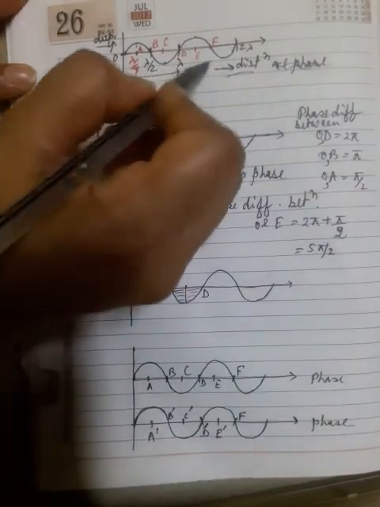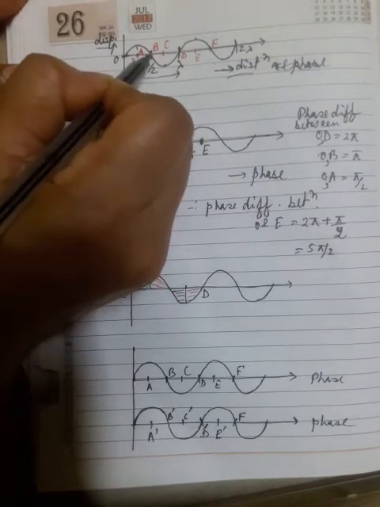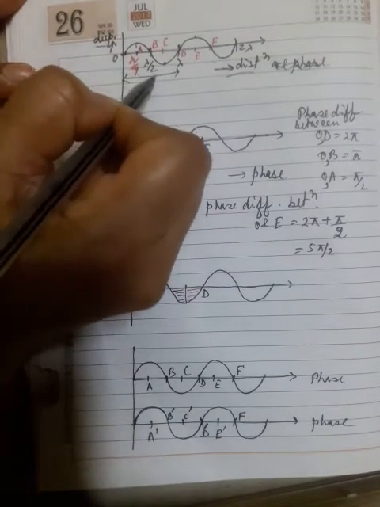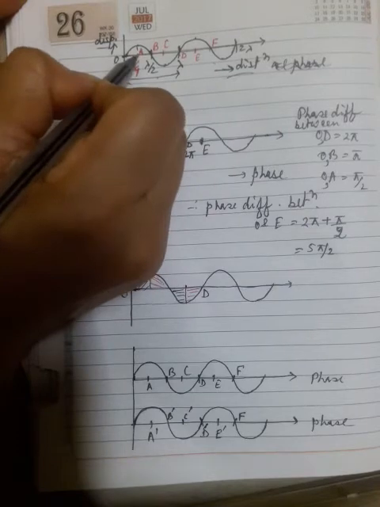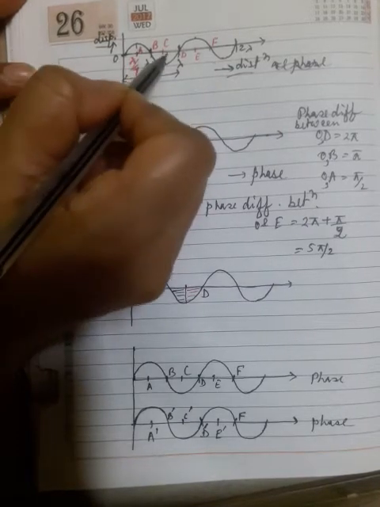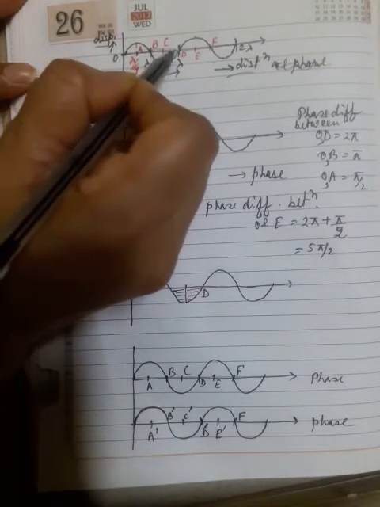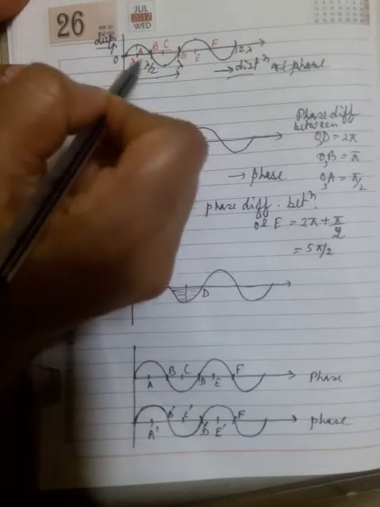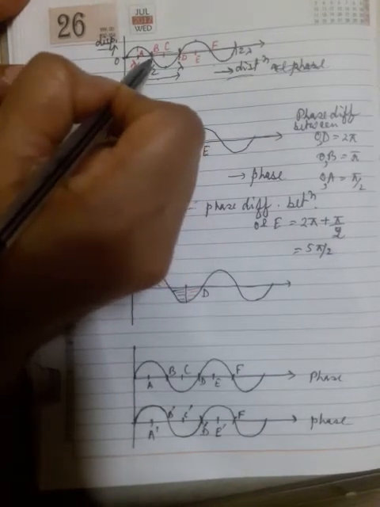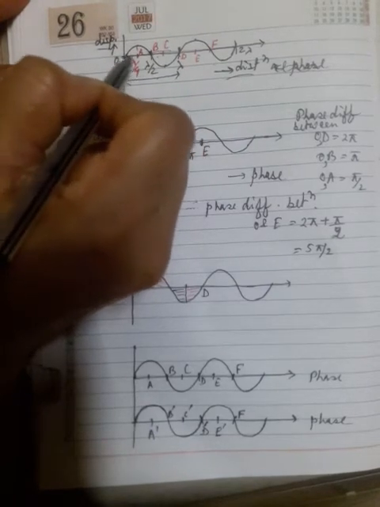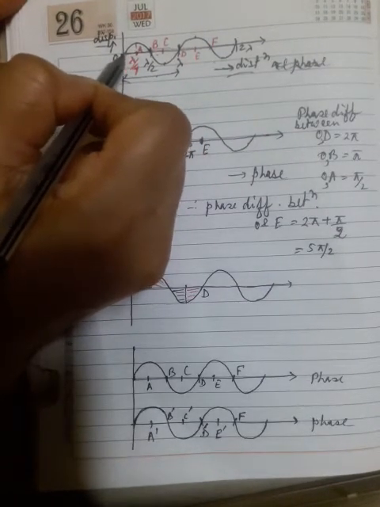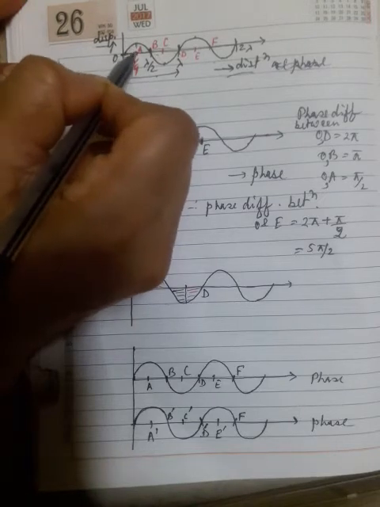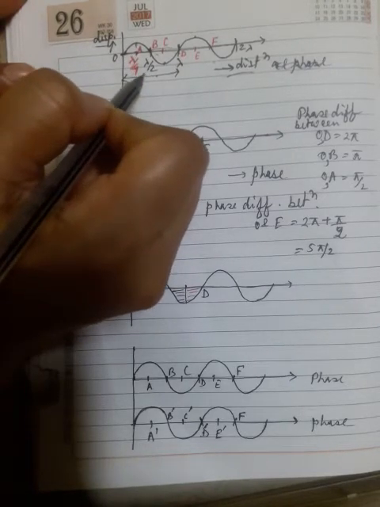Clear? O to D is the wavelength, so O to B is half of the wavelength, that is lambda by 2. O to A, that is lambda by 4. And remember that lambda means the linear distance between O to D, not the curved path. Is it clear? So half of the wave is lambda by 2, and half of that, that is O to A. This is the linear scale, not the curved one. O to A is equal to lambda by 4.